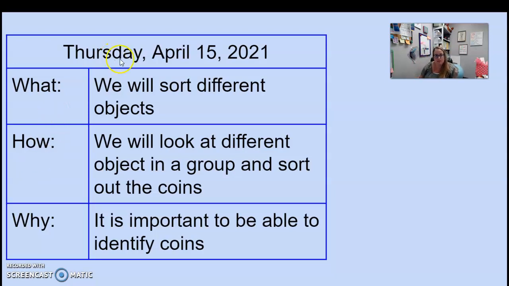Today is Thursday, April 15th, 2021. Today we are going to sort different objects. How are we going to do it? Well, we're going to look at different objects in a group and we're going to sort out the coins. And why are we going to do this? Well, it's important to be able to identify coins.